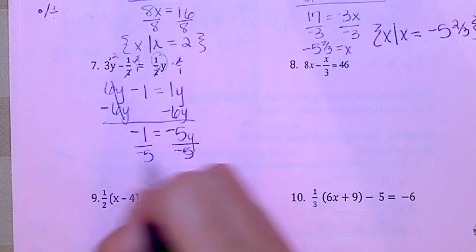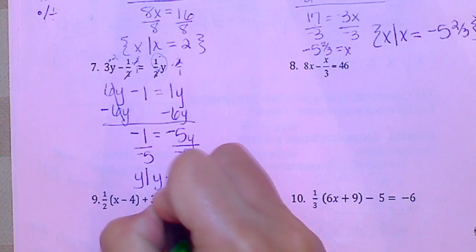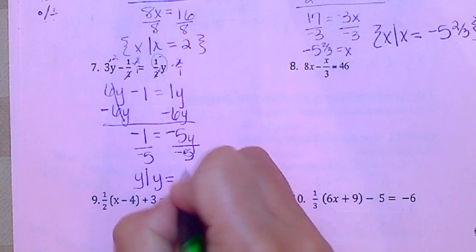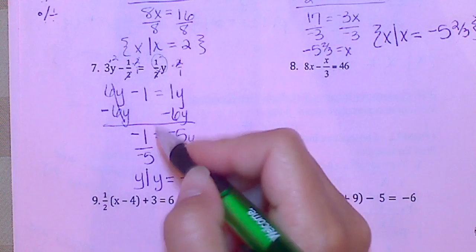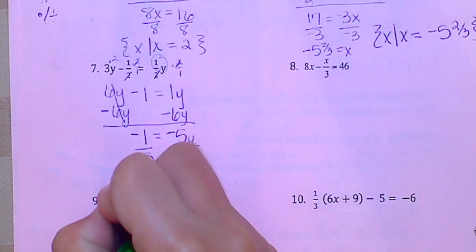Now at this point, if you want to go ahead and flip it over, y equals positive 1/5. Now remember, a negative divided by a negative gives you a positive, so that's going to be a positive 1/5.